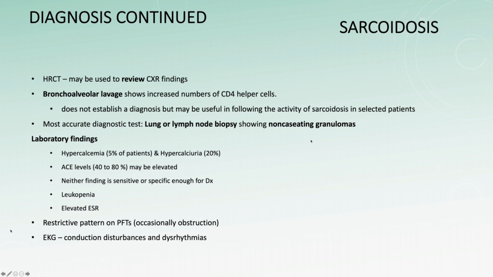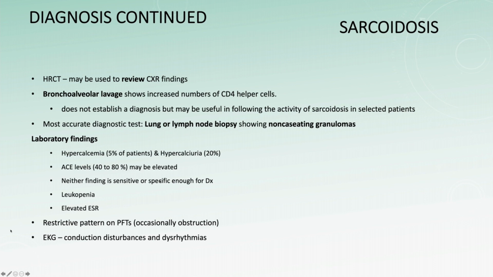granulomas. Got it? Other laboratory findings we see in these patients, they tend to be hypercalcemic, and they also have hypercalciuria, so extra calcium in their blood and in their urine. ACE, if you see this, especially if you see the ACE with the bilateral hilar adenopathy and the non-caseating granulomas, you can sure bet that this is sarcoidosis. Okay, only about 40 to 80% of patients have elevated ACE levels, but if you see this combined with the other things, it is sarcoidosis.